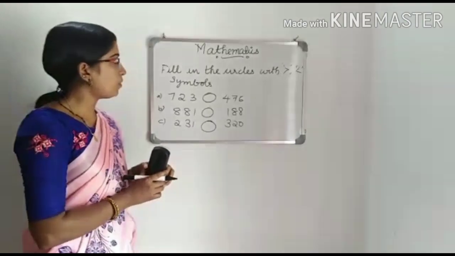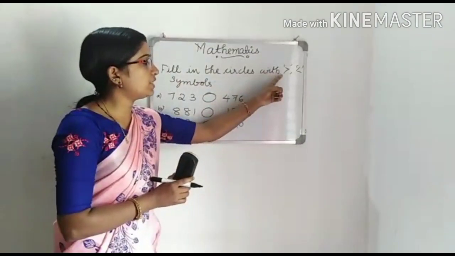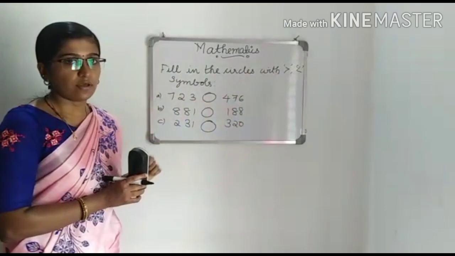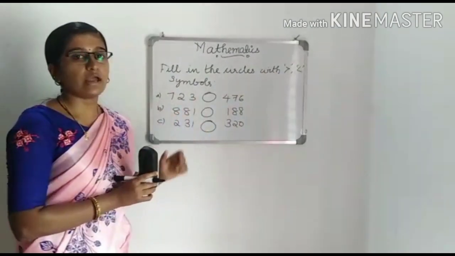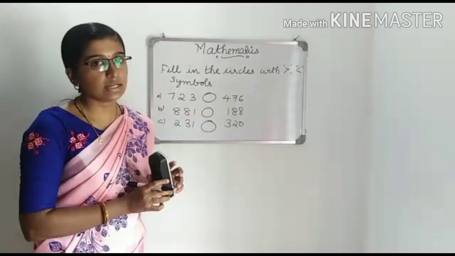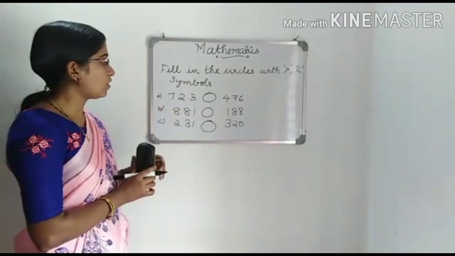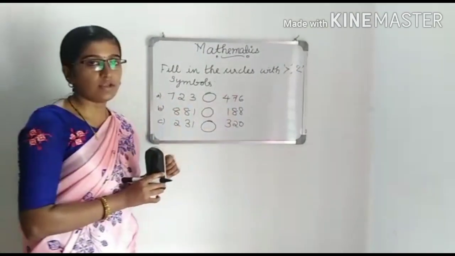Let's do another problem. Fill in the circles with greater than or less than symbols. We should compare the numbers and we should insert less than or greater than symbols. First question is 723 and 476.